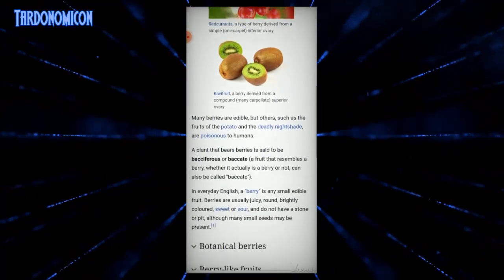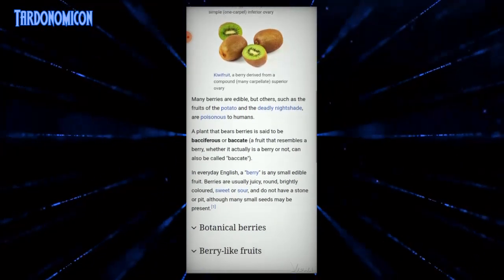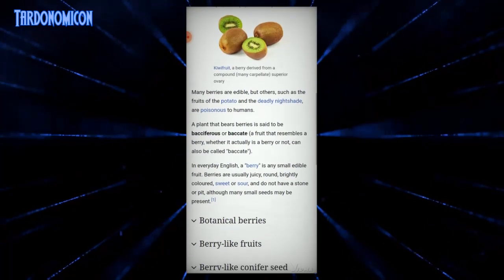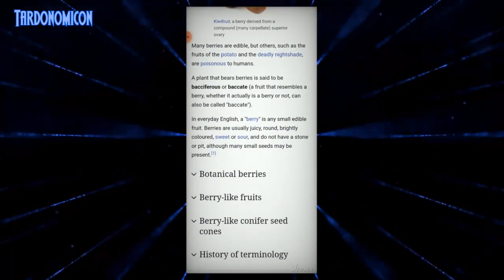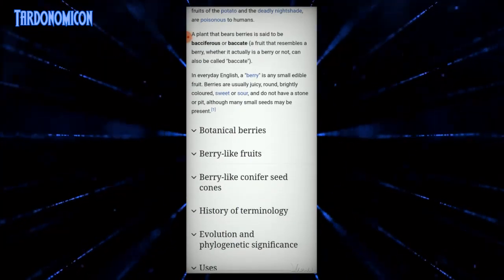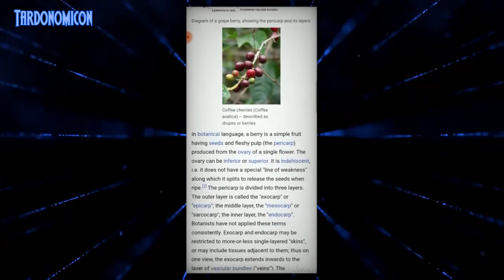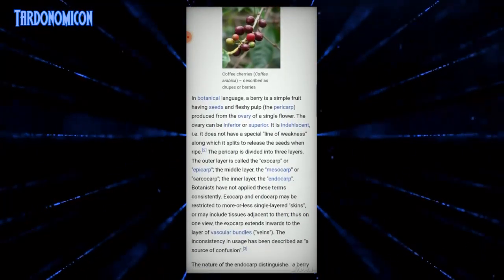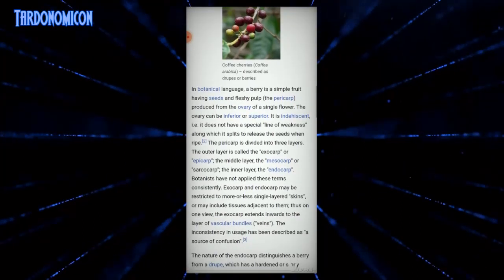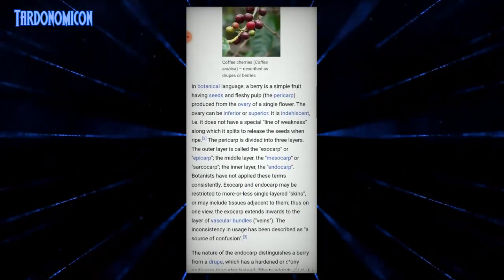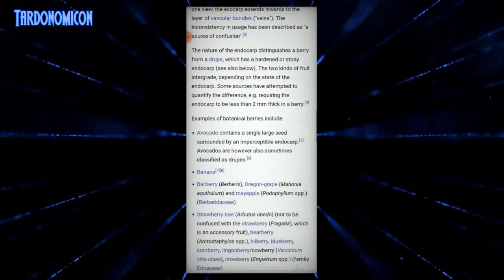This is a kiwi fruit. Many berries are edible, but others, such as fruits of the potato, are deadly. They're from the deadly nightshade family, although so are tomatoes, but tomatoes are edible. Botanical berries. Okay, these are some botanical classifications. In botanical language, a berry is a simple fruit having seeds and fleshy pulp produced from the ovary of a single flower. The ovary can be inferior or superior, and so on.